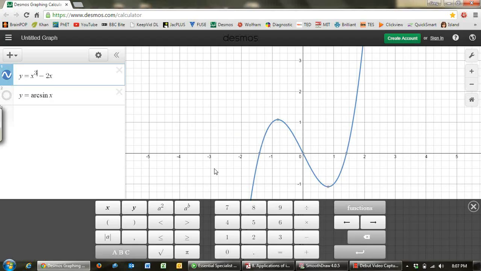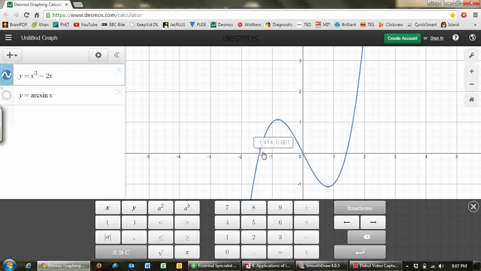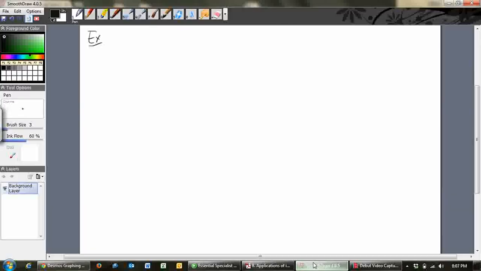It crosses the x-axis at negative square root of 2 and positive square root of 2. So back to my page, I'll quickly sketch it so you can see what I mean. It looks something like this, and it goes up and up like that. It's terrible, sorry about that.